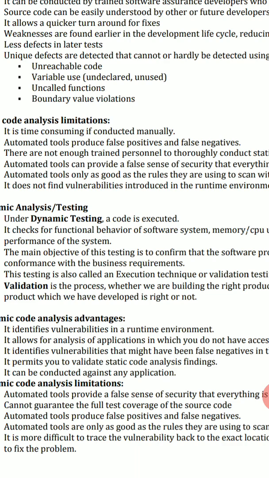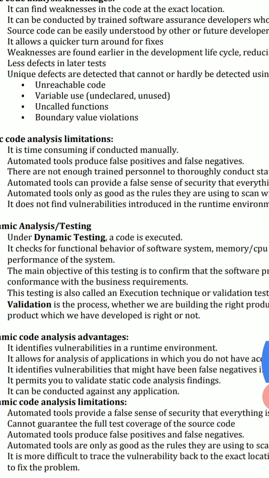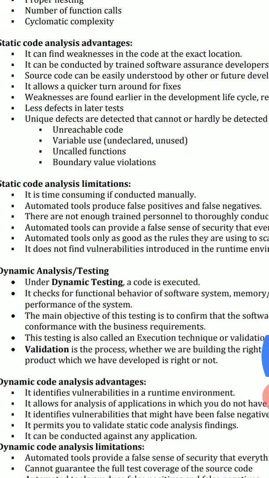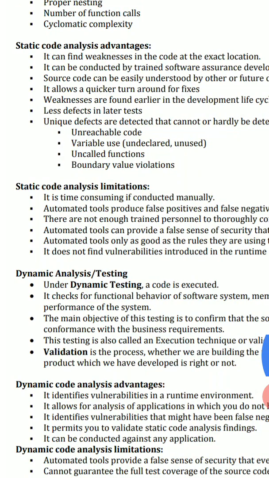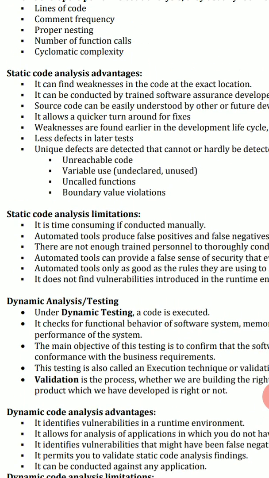So unreachable code, then variable use, undeclared or unused variables, then uncalled functions and boundary value violations. These kinds of problems we can identify in the early stage of the development cycle, before applying the dynamic testing by the automation tools.